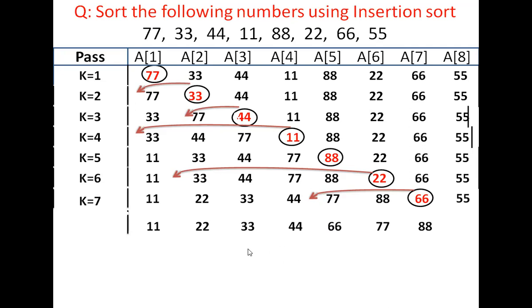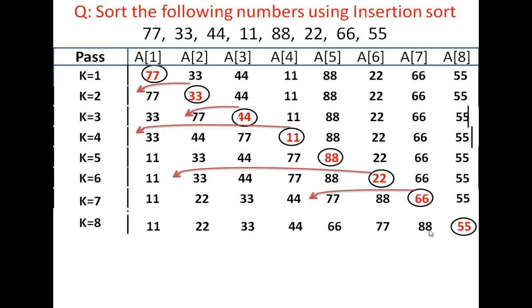Then go to the next step. K is equal to 8 indicates step 8 or pass 8. The next element is 55, and this is the element to be inserted. Circle this number and identify its proper position. So where does this 55 have to be inserted in the previous sorted sub array?